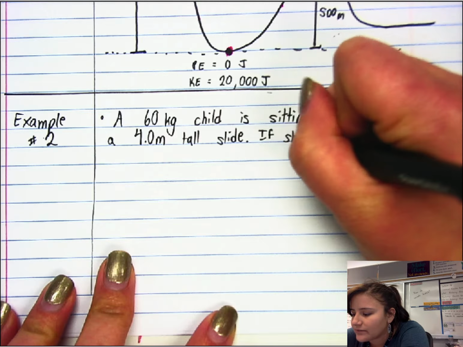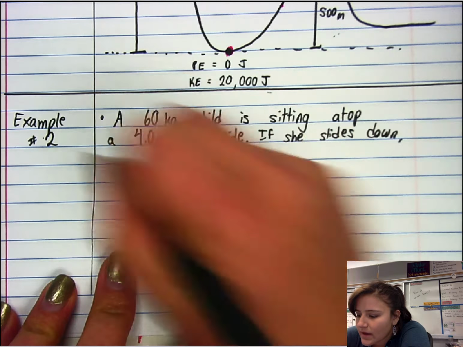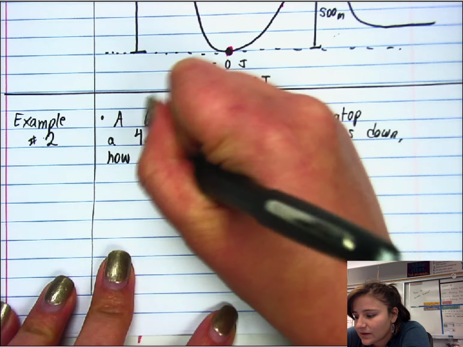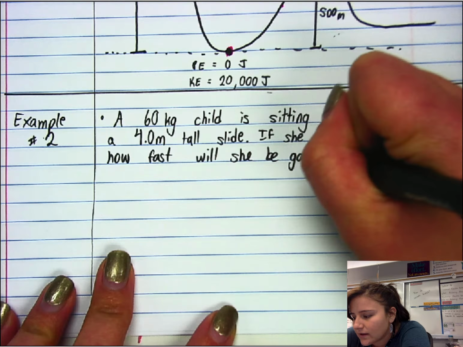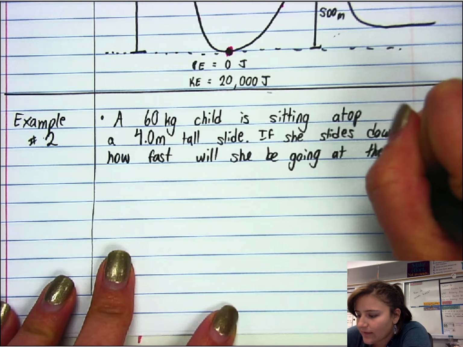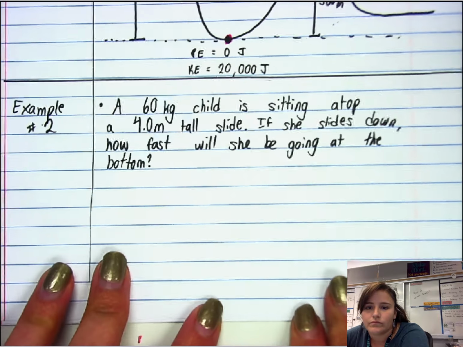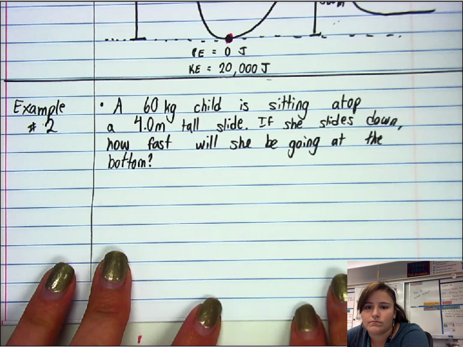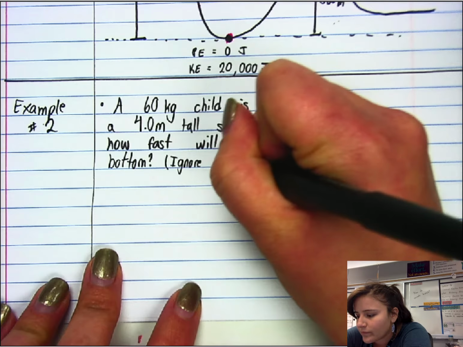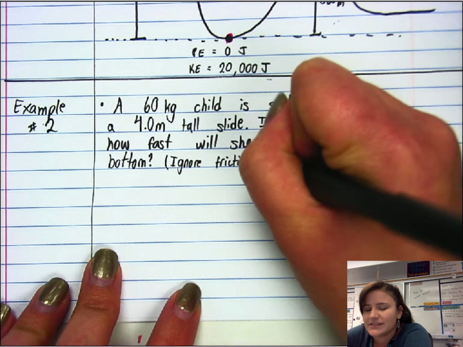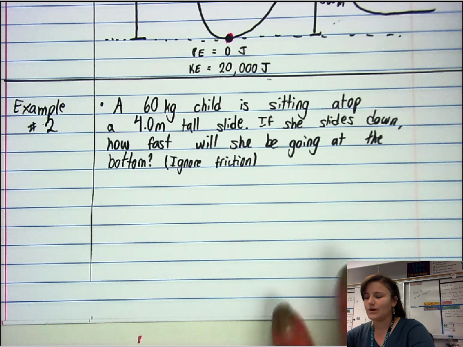If she slides down, how fast will she be going at the bottom? Okay. And again, we're going to ignore friction in this. It's an ice slide. She's not going to have any friction. Okay? Like a water slide. Water slides have very little friction.